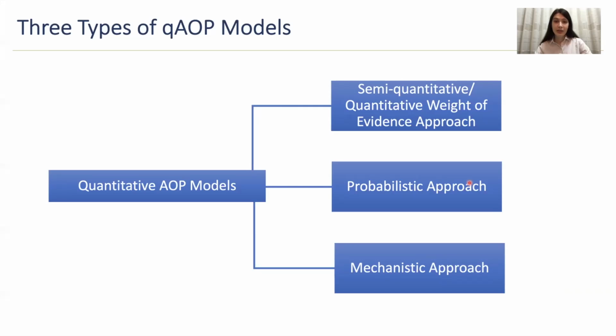Interestingly, in a recent review that we conducted, one of the conclusions was that the scientific community expects that the QAOP model will be about probabilistic and mechanistic approaches, where we can define those tipping points in terms of probabilities, for example.